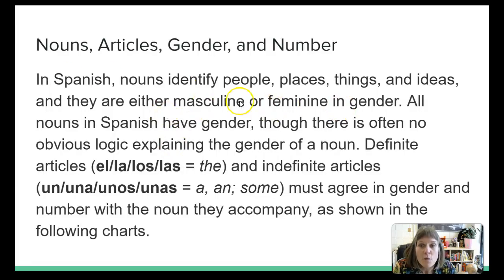Okay, so what we're going to do today, if you guys get out your cheat sheet: nouns, articles, gender, and number. In Spanish, nouns identify people, places, things, and ideas, and they are either masculine or feminine gender. All nouns in Spanish have gender, though there is often no obvious logic explaining the gender of a noun. Definite articles, el, la, los, las, and indefinite articles, un, una, unos, or unas, must agree in gender and number with the noun they accompany.